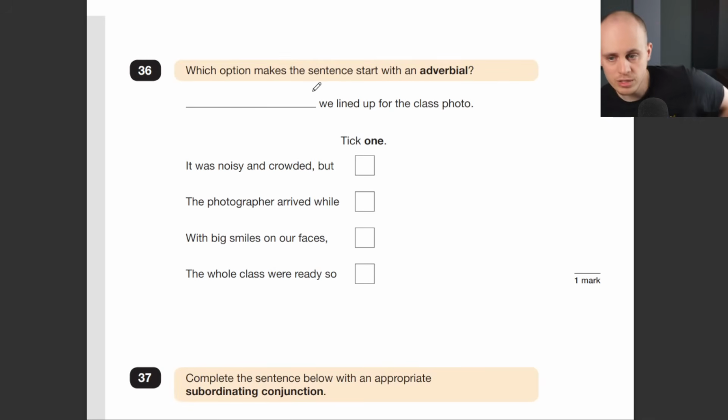Number 36. Which option makes the sentence start with an adverbial? If it starts with a fronted adverbial, because it's at the front of the sentence, it'll end in a comma. Straight away I know it's this one, just from common sense, but let's check it. It was noisy and crowded, but, no, that's not an adverbial. The photographer arrived while, no, not an adverbial. With big smiles on our faces, comma, that's an adverbial. It doesn't make sense by itself. And the last one, the whole class were ready, so we lined up. It's not an adverbial, it's part of the sentence. Hopefully that one's fairly self-explanatory.